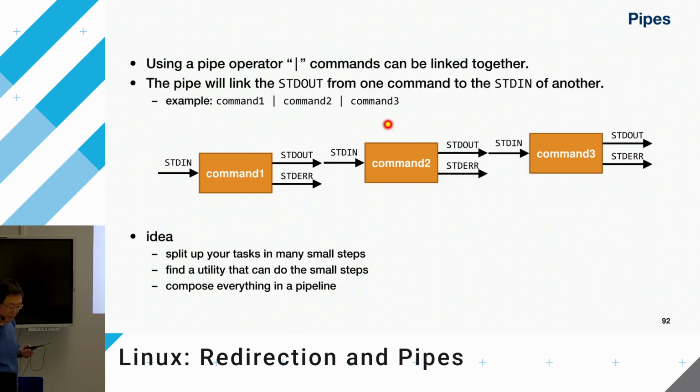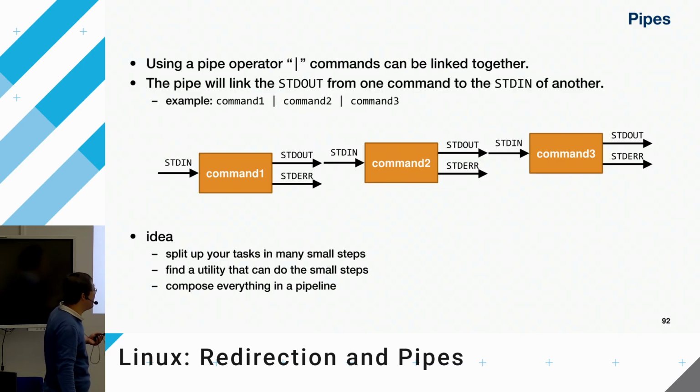In addition to using redirection, you can also use a pipe operator. This pipe operator is simply a bar, and it links different commands together so that the output of the first command can be passed as the input to the second command, and then the output from the second command can be used as the input to the third command, and so on.